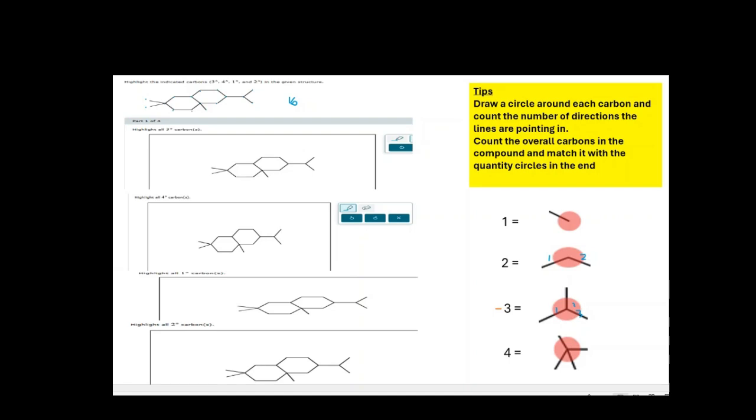Next up, I'm going to show you how to solve the ALEKS problem, highlight the indicated carbons. So what ALEKS is going to do is show us a compound, and it wants us to highlight the carbons and identify them as either primary, secondary, tertiary, or quaternary with 4.